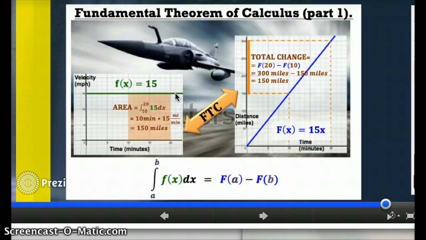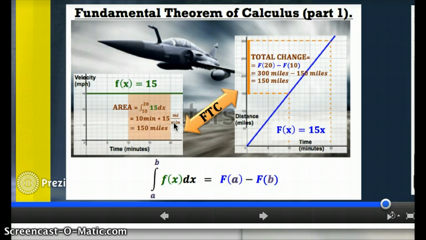And then there's this interesting relationship, which is if we look at the area underneath the velocity graph and we try to calculate what that area would be, we can write it as an integral, obviously, but if we really just want to know what the area is, we would multiply the 10-minute time interval from 10 to 20 times the height of the rectangle, which is 15 miles per minute. That's the value of the function. And when we multiply those two numbers, we get a numerical answer of 150, and the units are just miles because the minutes cancel out.